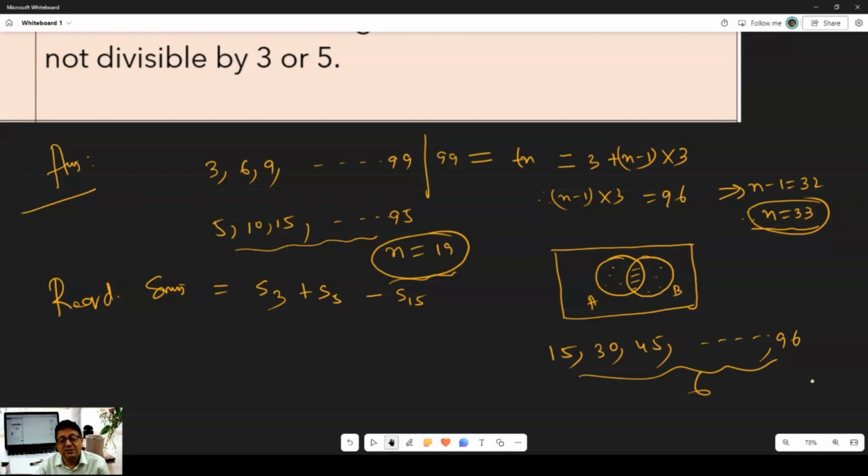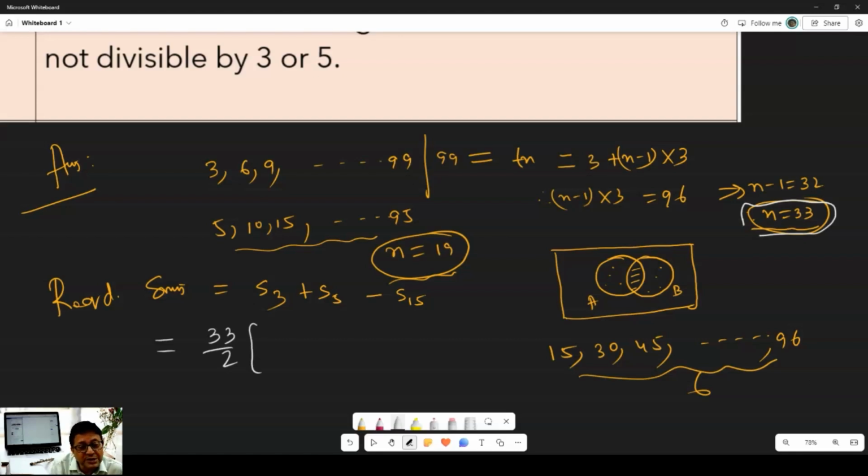So now you write sum of the numbers divisible by 3. How will you write that? How many terms you got? 33. It is 33 by 2 twice a plus n minus 1, 32 into d. D is 3. You write it for 5 also.